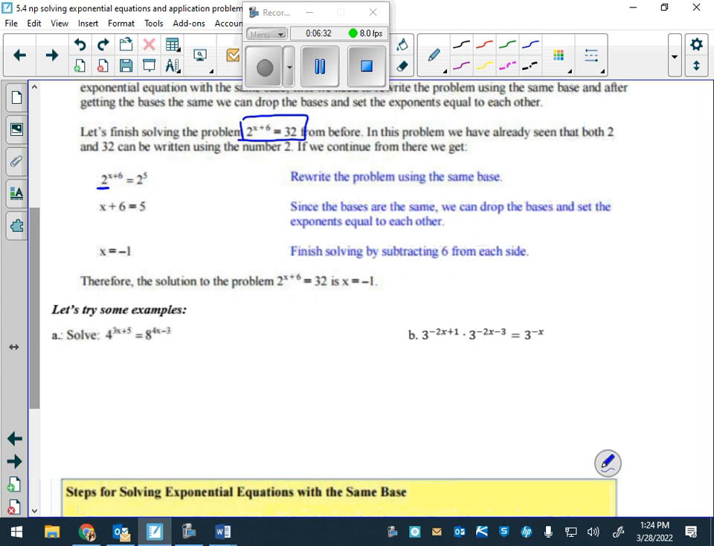2 to what power gives you 32? 5. So I rewrite 32 with the same base, 2 to the 5th. Since I have the same base on either side, I am able to drop down those exponents. So x plus 6 equals 5, and then I go ahead and solve for x. That's it, plain and simple.